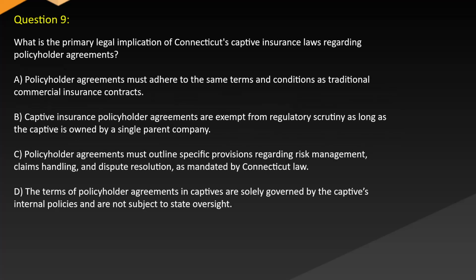Question 9. What is the primary legal implication of Connecticut's captive insurance laws regarding policyholder agreements? A. Policyholder agreements must adhere to the same terms and conditions as traditional commercial insurance contracts. B. Captive insurance policyholder agreements are exempt from regulatory scrutiny as long as the captive is owned by a single parent company. C. Policyholder agreements must outline specific provisions regarding risk management, claims handling, and dispute resolution as mandated by Connecticut law. D. The terms of policyholder agreements in captives are solely governed by the captive's internal policies and are not subject to state oversight.